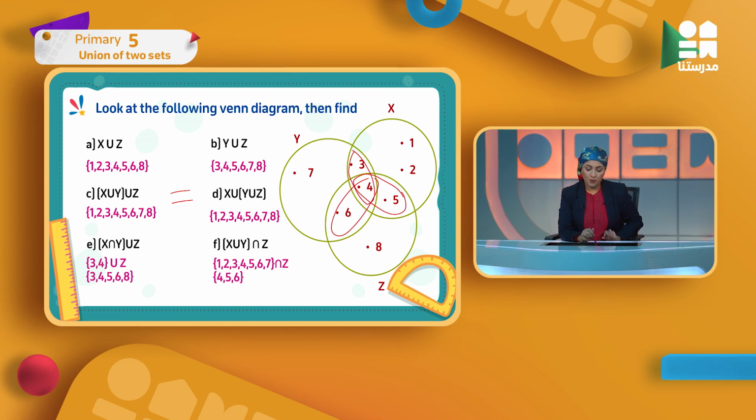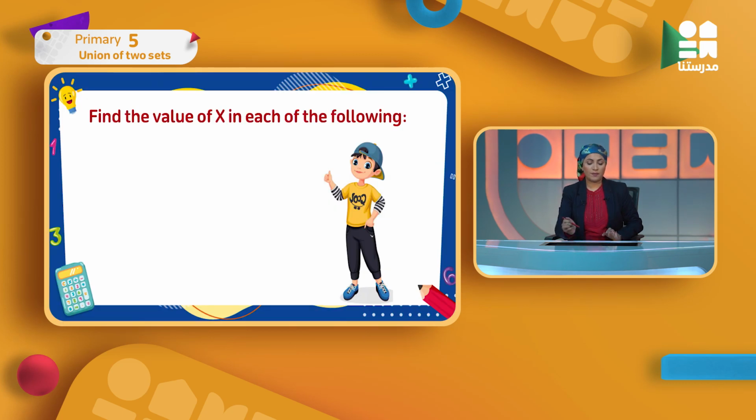Now let's move to another question. Find the value of X in each of the following. I have set X and 3 union set 4 and 5 equals the set of elements 2 3 4 and 5. So how do I get the answer?